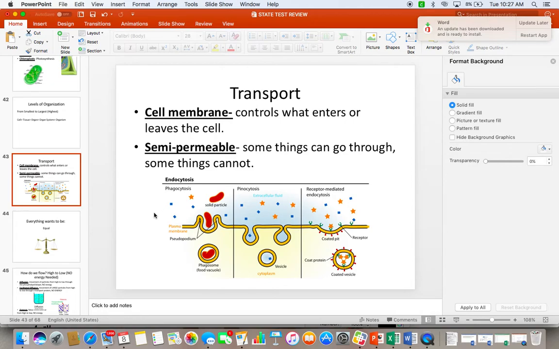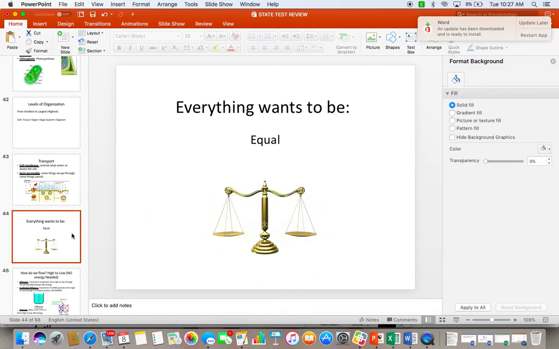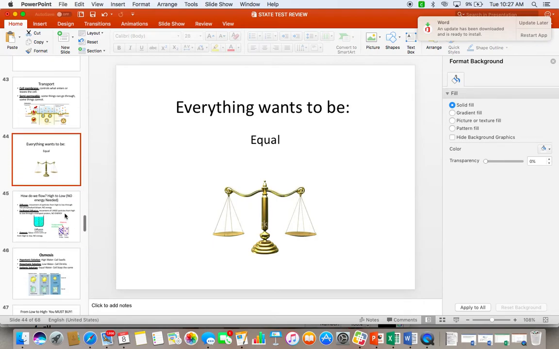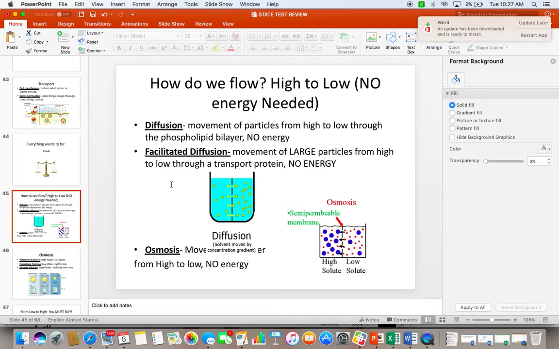When we look at how things move across the membrane, we know the cell membrane controls what enters and leaves, and it's semi-permeable, meaning that it lets some things go through, but it keeps others out. And in the cell, or in the body, really, everything wants to be equal. So we're looking for equal concentrations inside the cell and outside the cell. I know you understand what equilibrium is. We've talked about that quite a bit. The way that happens is through either active or passive transport.